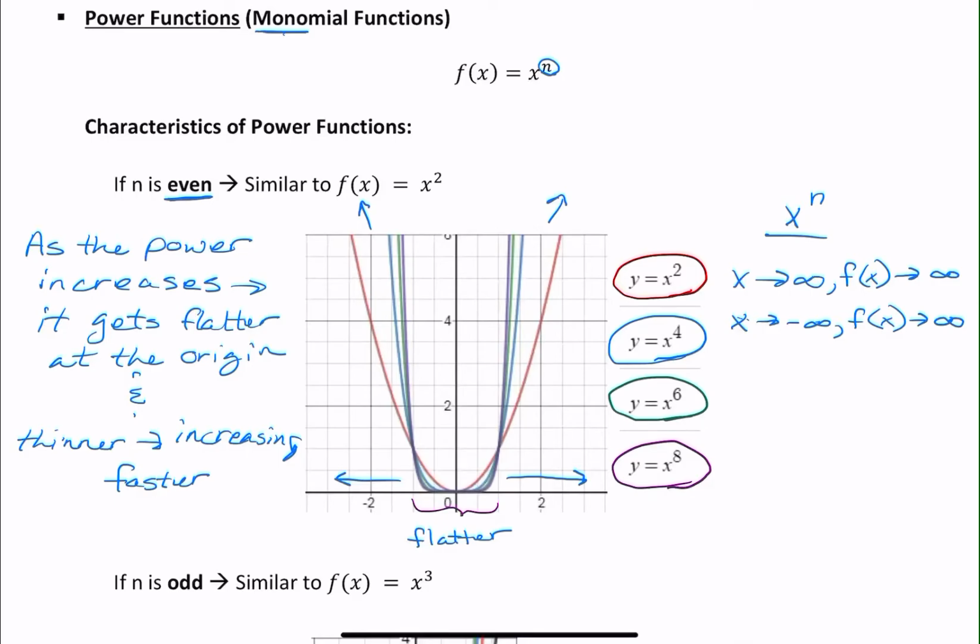Now, if I change that to a negative x to the n, it's going to flip it over just like if you had a negative x squared. So as x approaches infinity, it's going to flip that graph down so that f of x approaches negative infinity. And also as x approaches negative infinity, f of x approaches negative infinity. So that's as long as n is even, and depending on whether it's positive or negative, it tells you what the ends are doing.